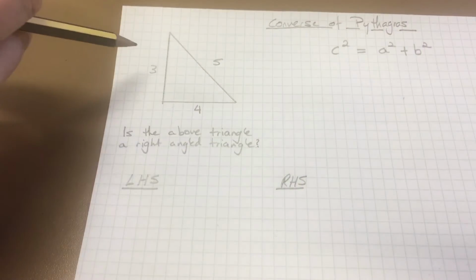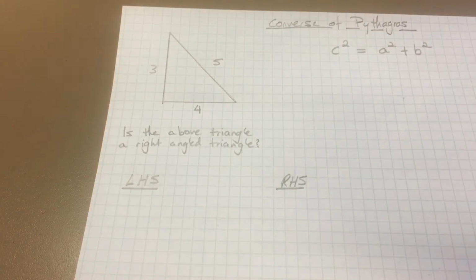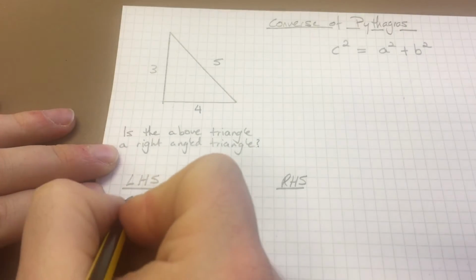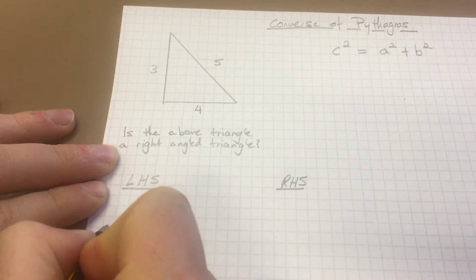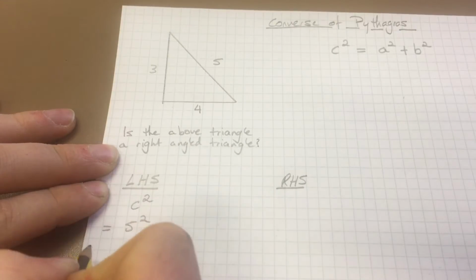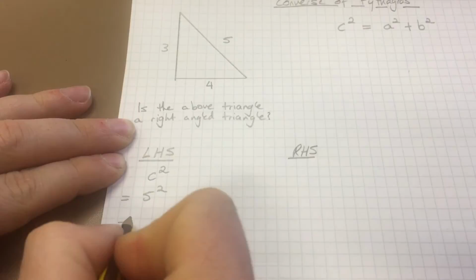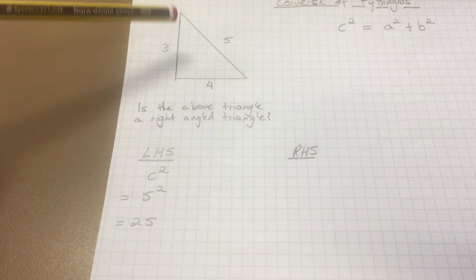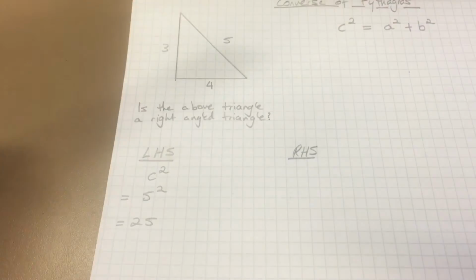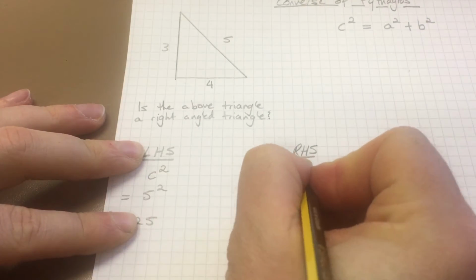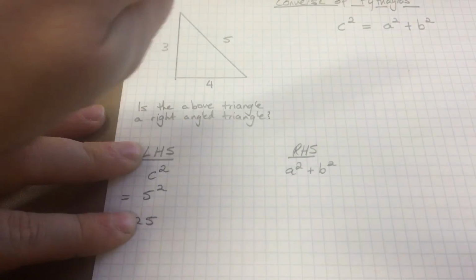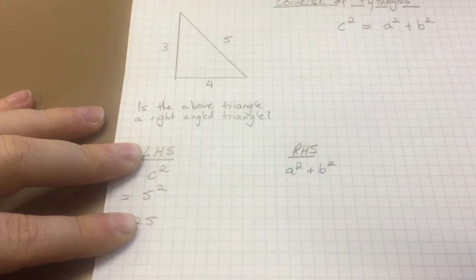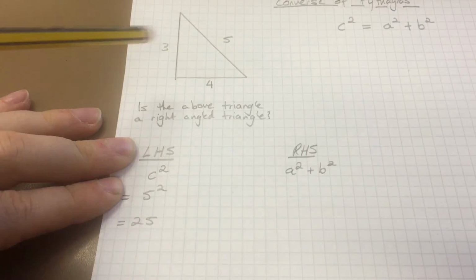Now, if this was a right angle triangle, 5 would be the hypotenuse because it's the longest side. So that would mean that c squared would be the same as saying 5 squared, and we know that 5 squared is 25. If this is a right angle triangle, a and b will relate to these two sides, so it doesn't actually matter which is which. A squared plus b squared is the right hand side of my general Pythagoras equation, and therefore, in this case, it would be 3 squared plus 4 squared.